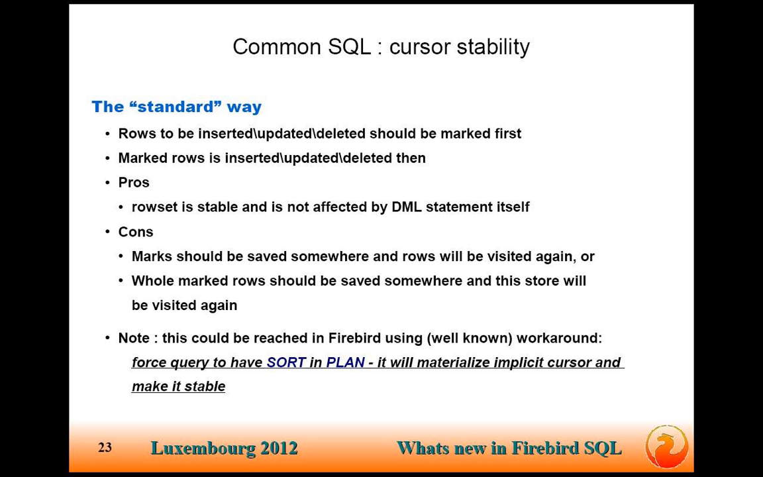What does the standard say? The standard says that rows to be inserted, updated or deleted should be marked first. The standard doesn't dictate how it could be implemented. It just speaks in logical terms. So by the standard we should first produce the whole result set, which should be, for example, inserted or updated, and only when the whole result set is detected, we should start to change it. So when we change it, the result set which is about to be changed is stable, and it will not be affected by the change itself.